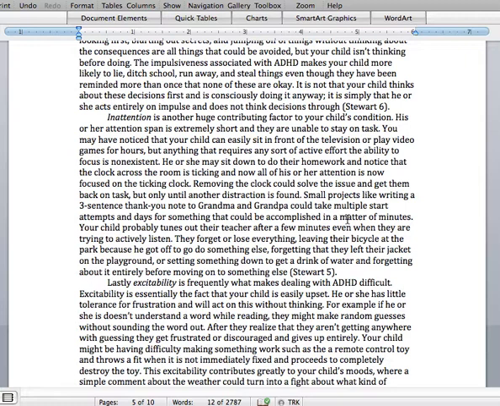They may sit down to do their homework and notice that the clock across the room is ticking, and now all of their attention is on the clock. So yeah, you can remove the clock, and this would solve the issue temporarily and get them back on task, but they're just going to find another distraction. So small projects like writing a 3-sentence thank you letter to grandma and grandpa could take multiple start attempts and days for something that could be accomplished in a matter of minutes, and it's just because they cannot focus on the task at hand and get it done.